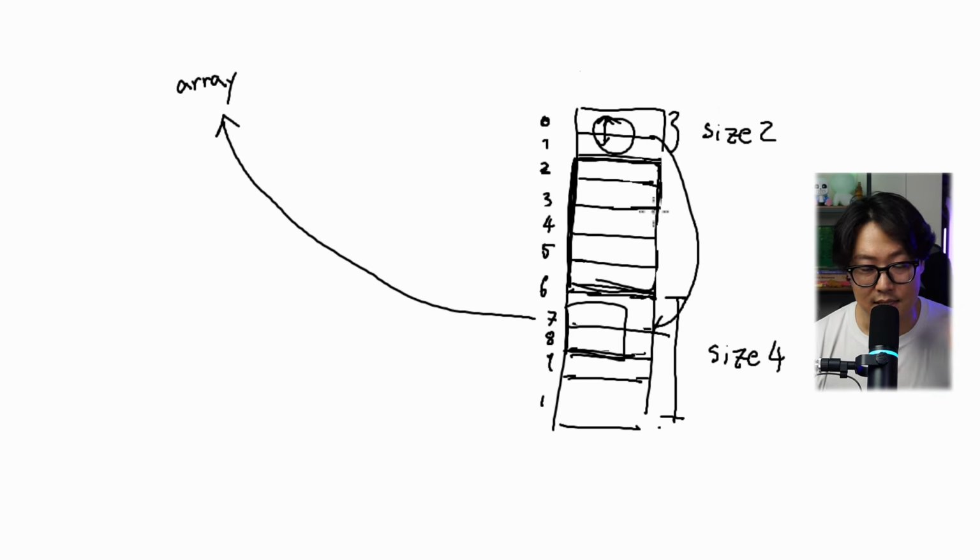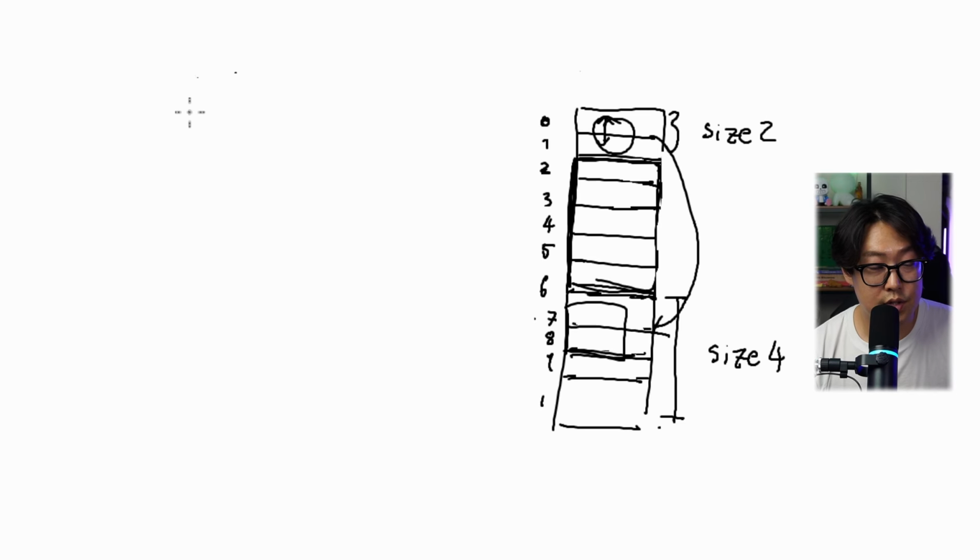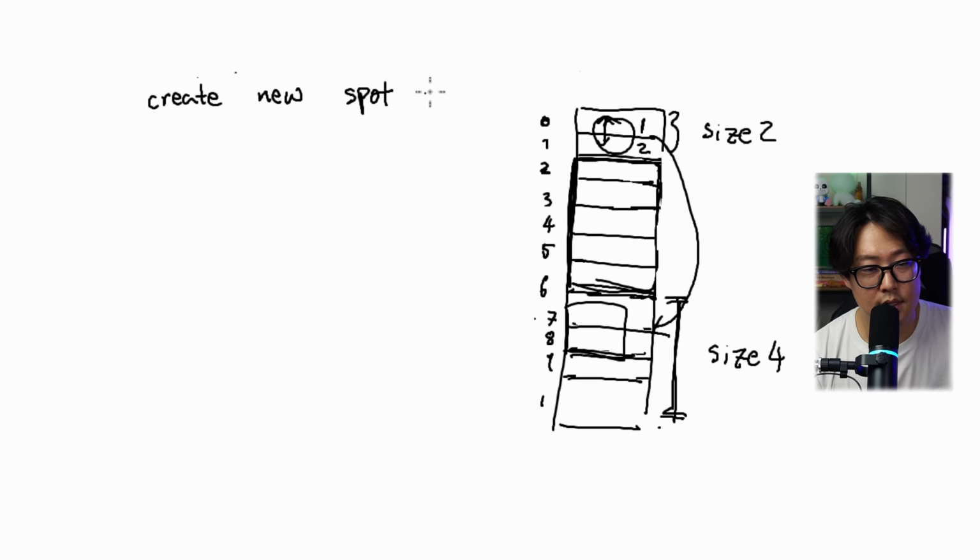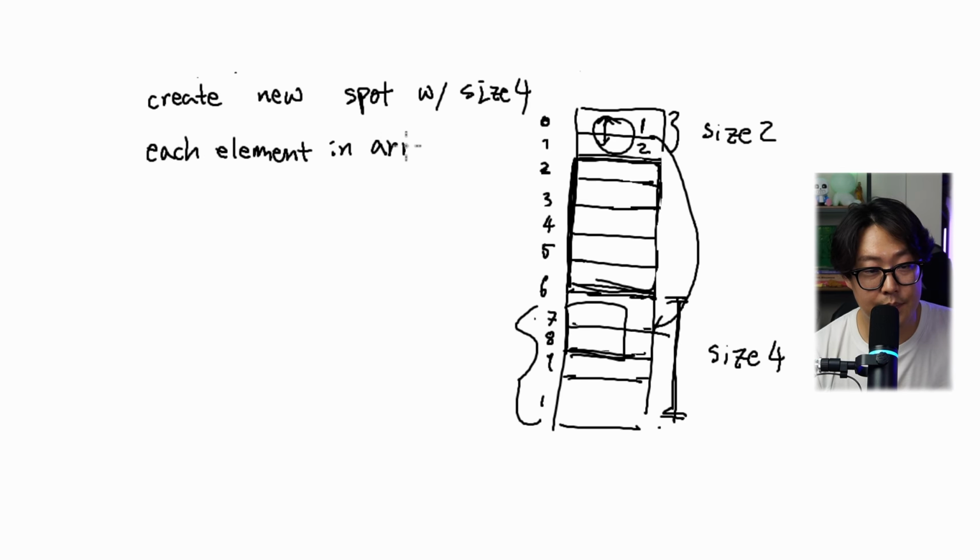Let's take a look at this as an example. For an array of size 2, when we're about to insert the third element, we need a slot of memory, right? So that's one operation. We have to create a new spot with size 4, right? So we created one. And then we have to go through each element, right? So we're going to look at each element in the array and paste it to the new spot, right?